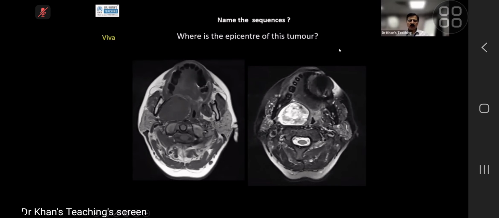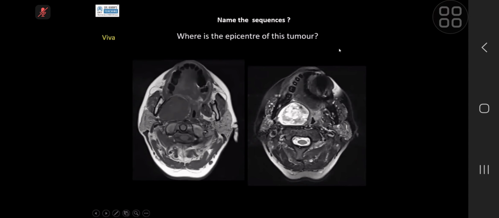Okay, fine. Now, basically the answer to my question is that you feel that this lesion is in the masticator space, correct? I thought it's the deep lobe of parotid, but yes, there is a bulk of the mass in the medial aspect of the masticator space.